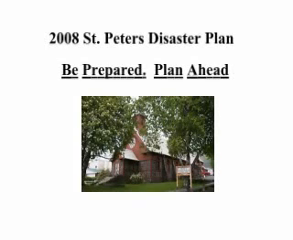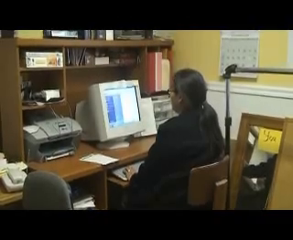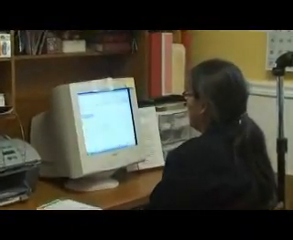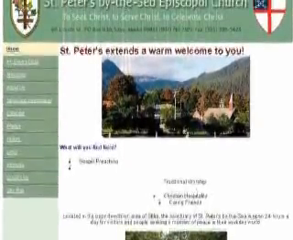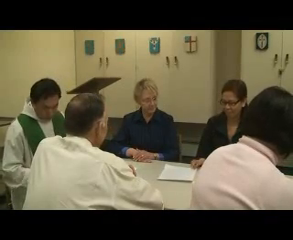Five, write the disaster plan and distribute it to key lay leadership in the parish and put it on the parish website. Conduct a review session with wardens and vestry annually.